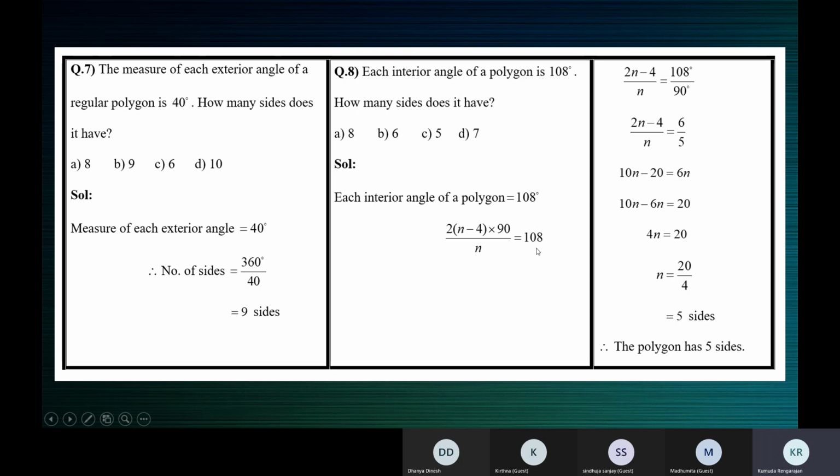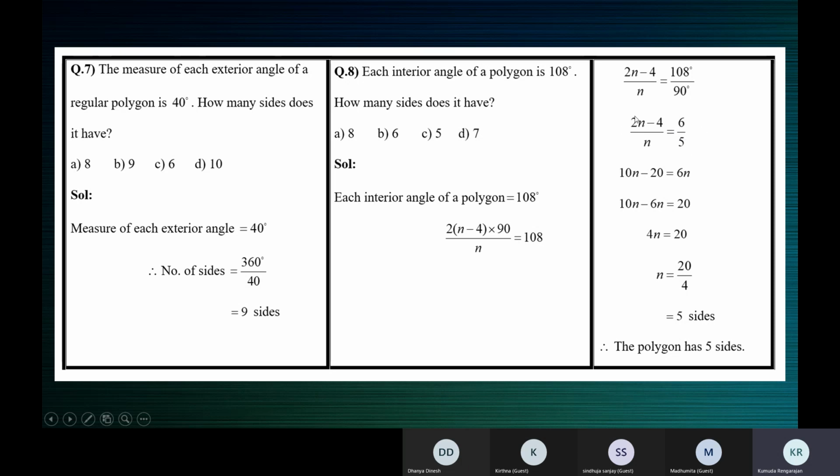So how do we work this? This 90 comes to the other side for division. What you have in the bracket here, (2n minus 4) by n is equal to 108 by 90. Now, when you simplify this, you get 6 by 5. In the tables of 18, 18 fives are 90, 18 sixes are 108. You need not use 18 straight away. You can divide by 2 and then divide by 3, divide by 3. Like that, you can complete this. So you'll get 6 by 5.